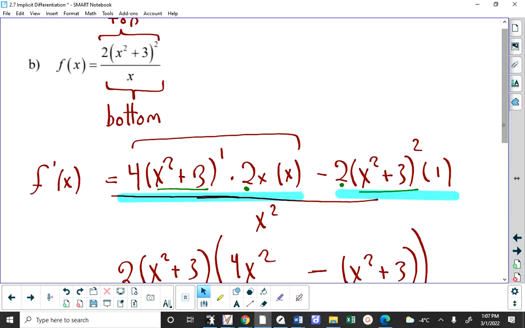Took the derivative of the top times the bottom, minus the top times the bottom. And then, wait, I think I got it. I think I just switched it up because I did the derivative of the bottom first and then the top. And you can't do that. Yeah, the quotient rule is order sensitive. You have to do the derivative of the top times the bottom and then minus the top times the derivative of the bottom.